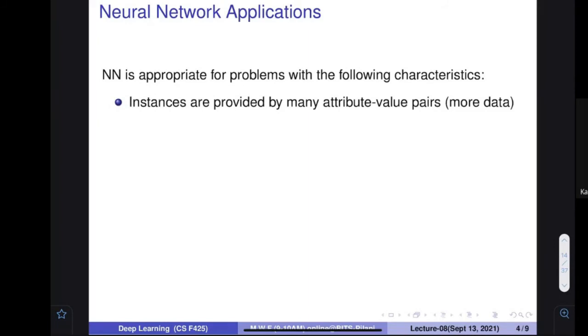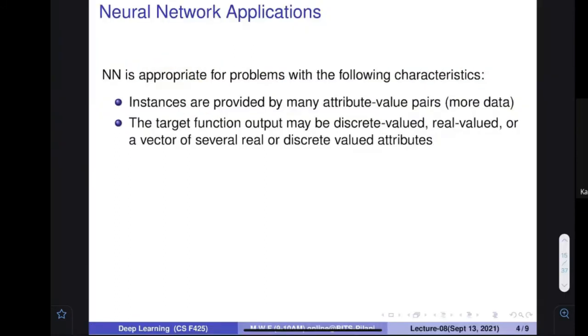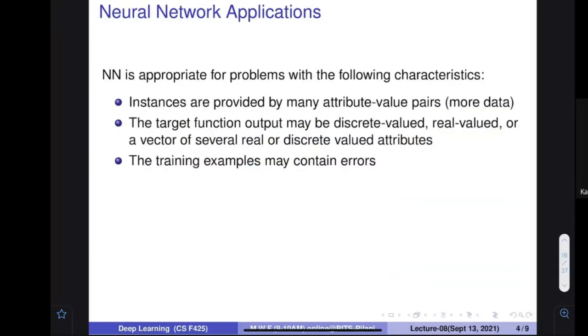Okay, so a neural network is appropriate for problems with the following characteristics. Instances are provided by many attribute-value pairs, meaning a lot of data is provided to us. The target function could be discrete valued, real valued, or a vector of several real or discrete valued attributes. That is possible because we have seen that at the output layer we can put multiple neurons.